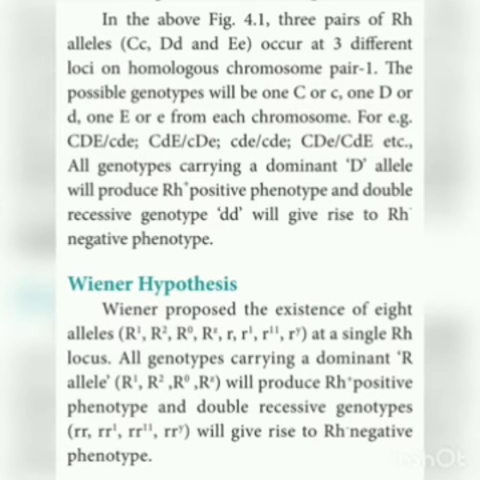Next one is the Wiener hypothesis. In Fisher's hypothesis, there are 3 different alleles, but in Wiener's hypothesis, there are 8 different alleles. R1 and R2, small r and capital R are given. If capital R is present, it produces Rh positive phenotype, whereas double recessive genotypes produce the negative phenotype.